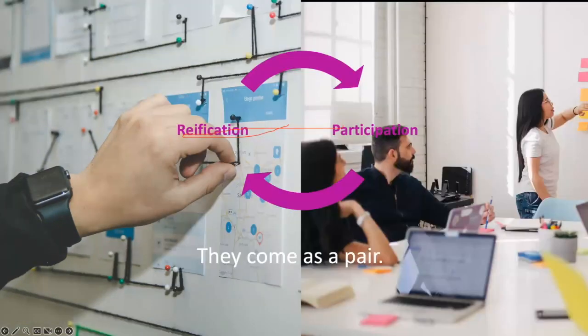And what Wenger is saying is that these come as a pair. This is how we negotiate meanings as human beings. This is how we create shared meanings. We have participation, and then we need to have reification. And then again, we have participation.